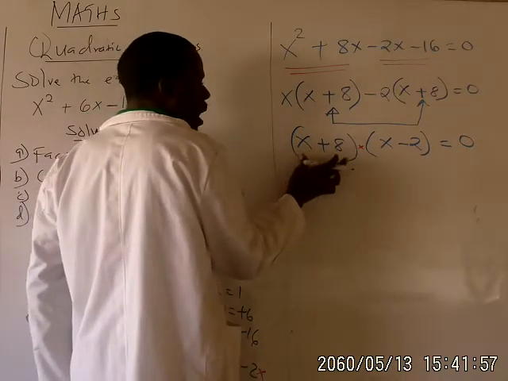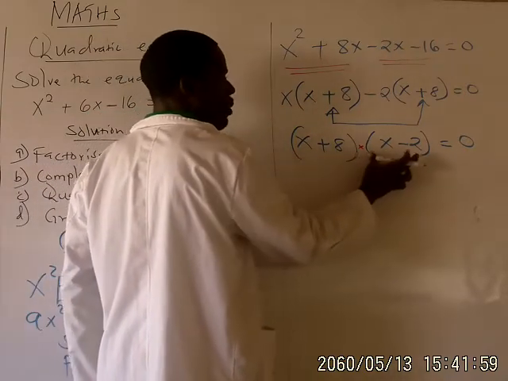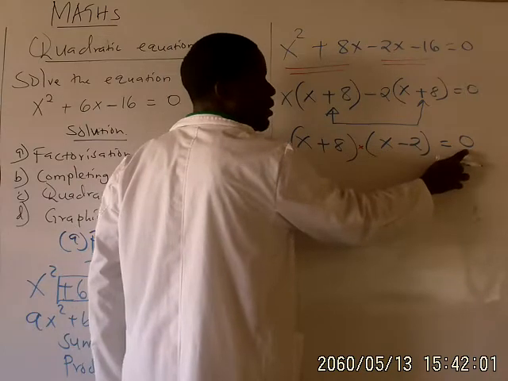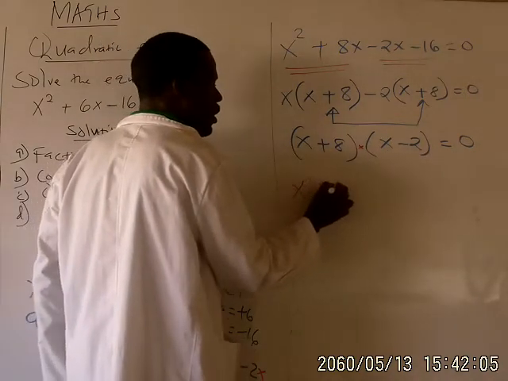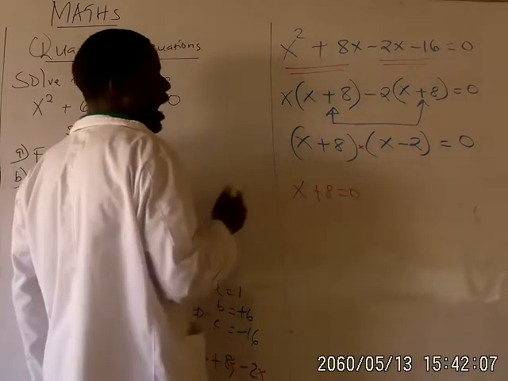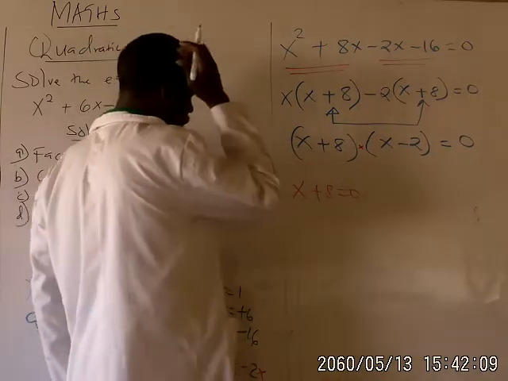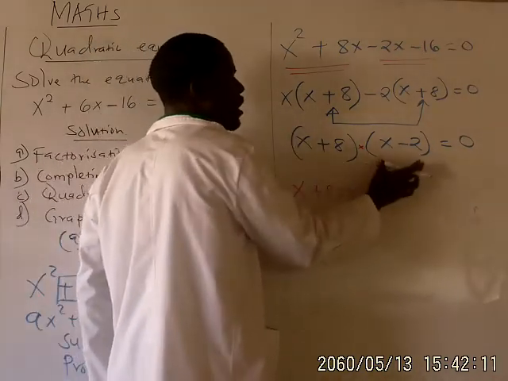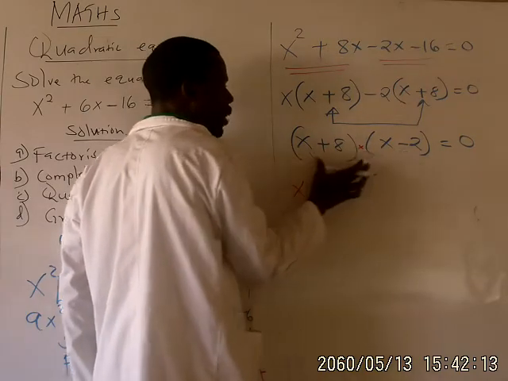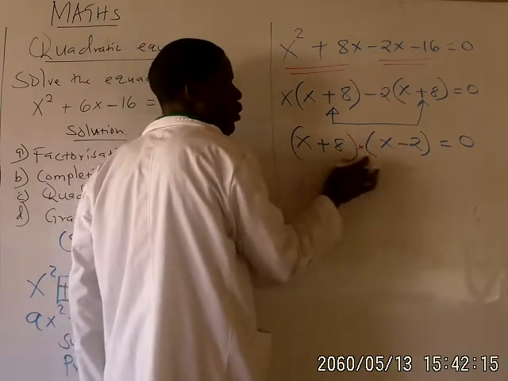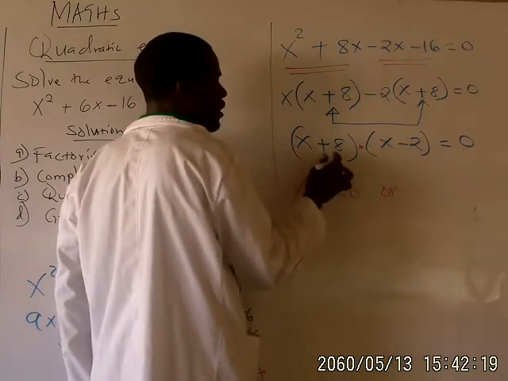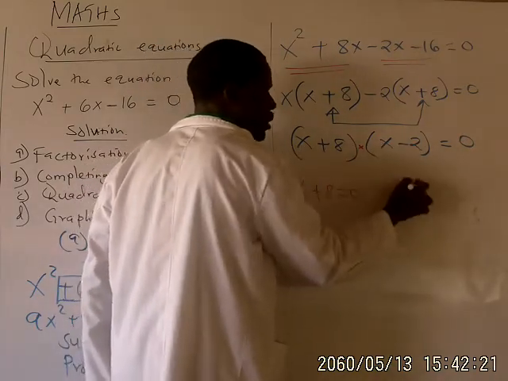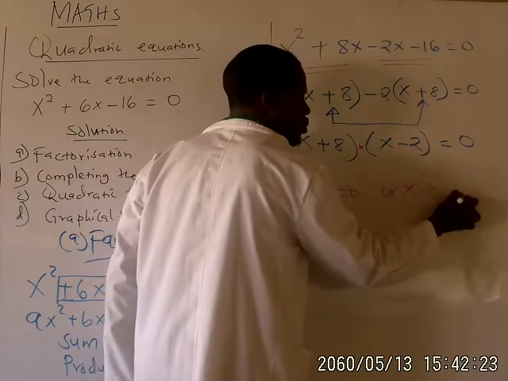Now, if I have a 0 here and I multiply with a number here, what I get is 0. So this case can be 0, so x plus 8 can be 0. Or another way you can look at it is that if I have a 0 here, I multiply with whichever number I get here, what I get is 0. So therefore, x plus 8 equals 0, or x minus 2 equals 0.